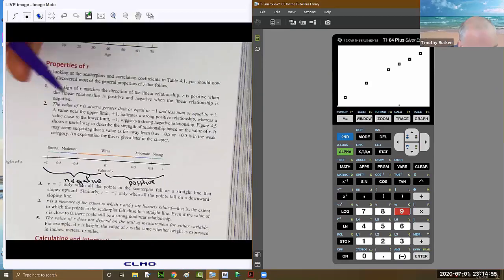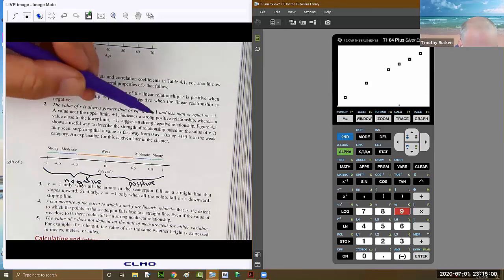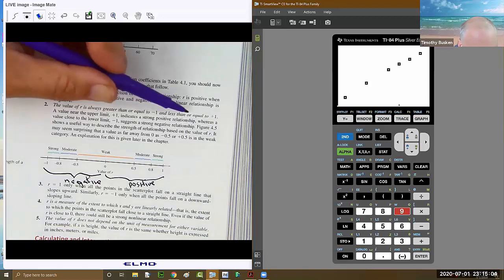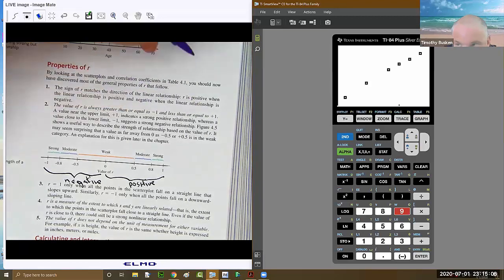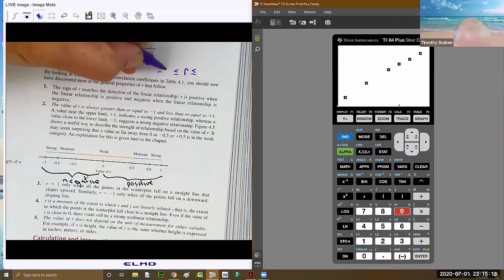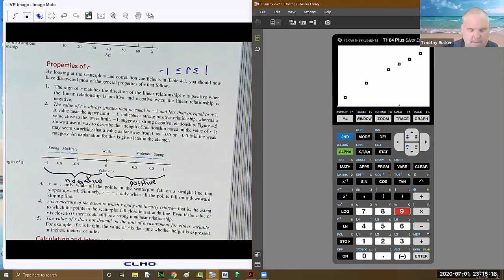And property 2 here, the value of R is always greater than or equal to -1 and less than or equal to 1. So another way of saying that is R is in between -1 and 1. I told you, you can think about R like it's a percentage strength of the measure of the linear relationship between X and Y.